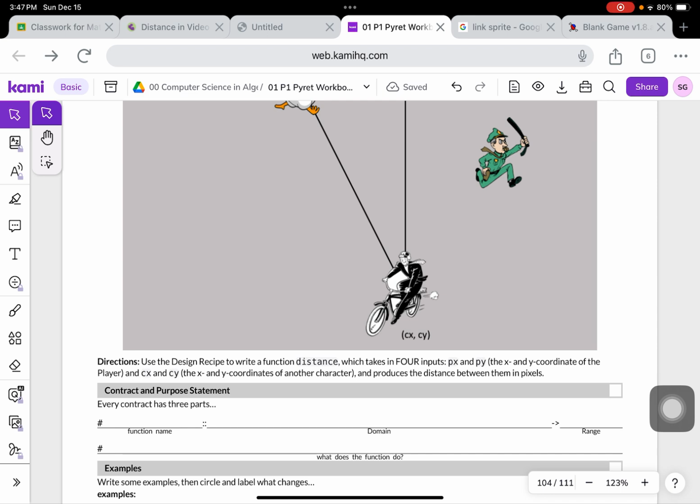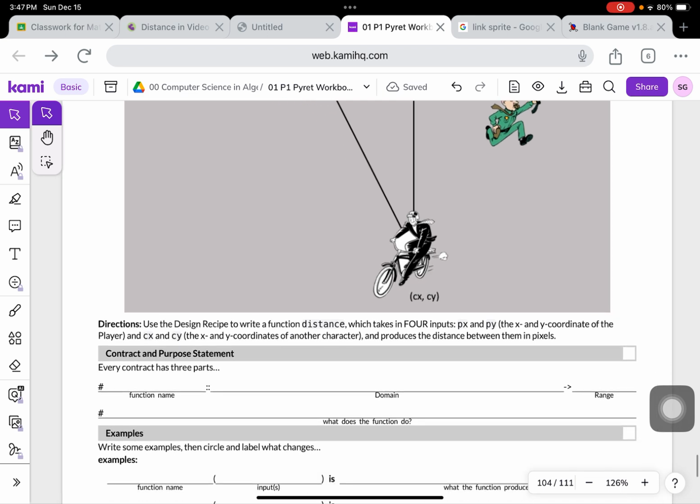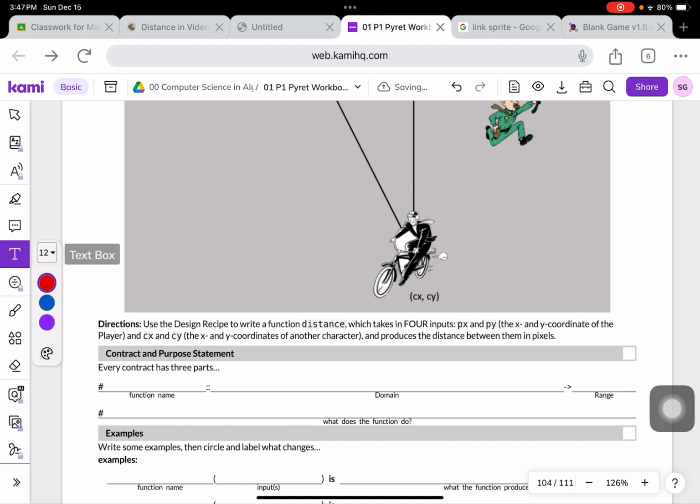Okay, now we're going to write the distance function. So that takes 4 inputs: player X, player Y, and CX and CY. So CX and CY are the coordinates of another character. So you can use this for both the target and the danger. So CX will either be for target or for danger.